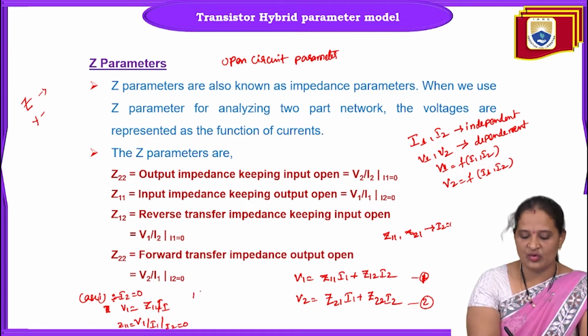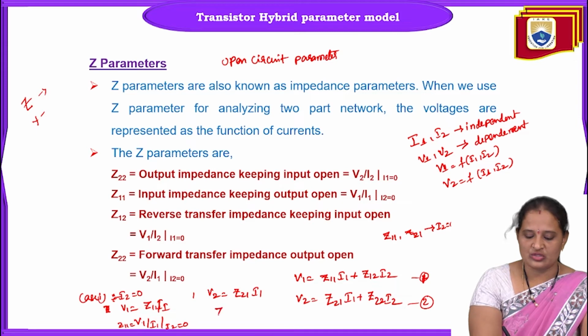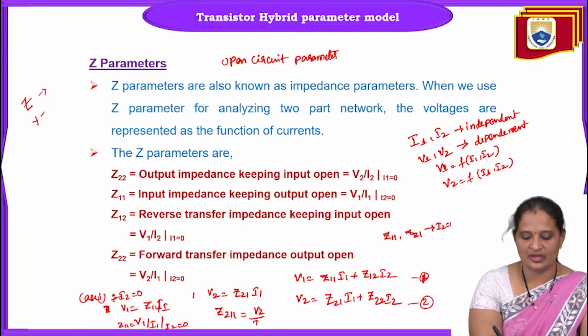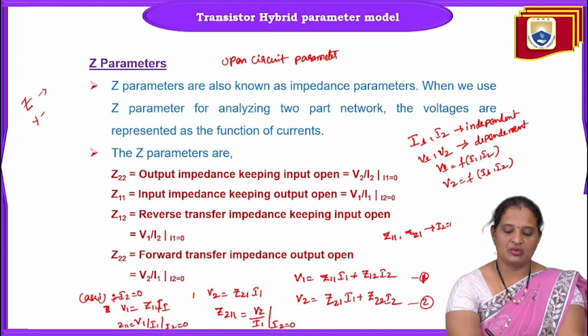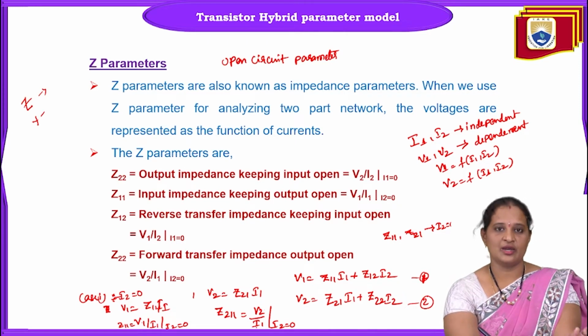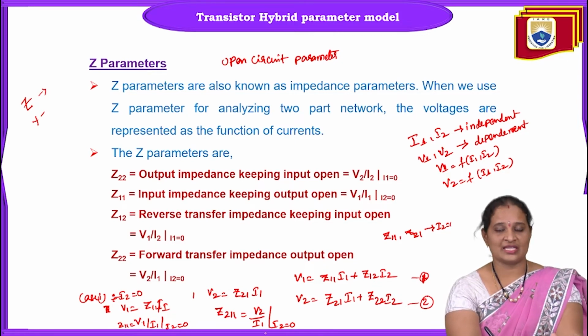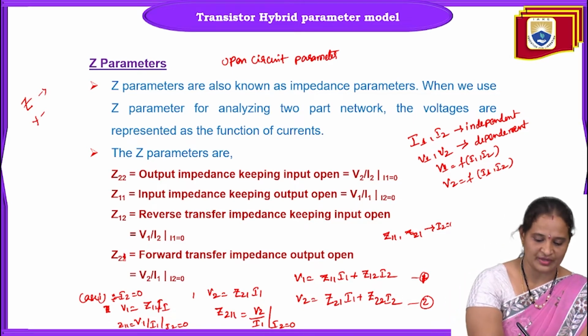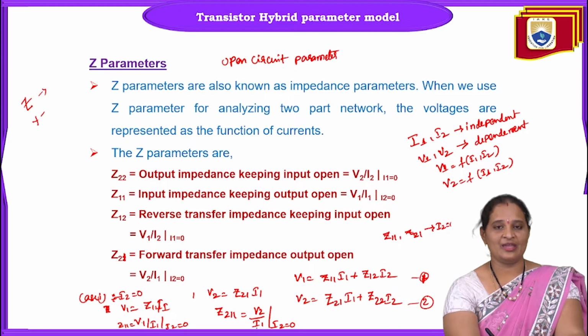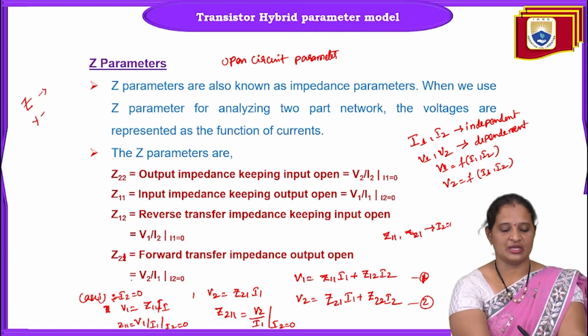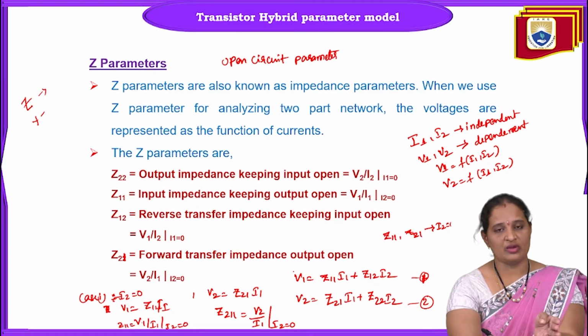Similarly, from equation 2, if I2 is equal to 0, I get V2 equal to Z21 into I1. So I can calculate Z21 as V2 divided by I1 by keeping I2 equal to 0. This is also an impedance because it is a ratio of voltage to current. But here it is measured between V2, the output port parameter, and I1, the input port parameter. That is why we call this the forward transfer impedance, measured between the output voltage and the input current by keeping the output open circuited. So Z21 is the forward transfer impedance. Why are we calling it transfer?